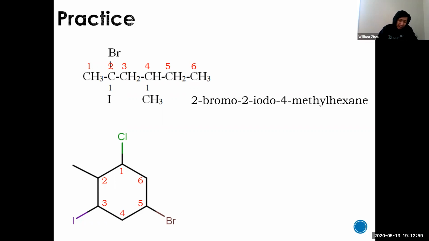Why not iodine? Well, if you choose iodine, you can still get 1, 2, 3, 5, the same set of numbers, but alphabetical order would put chlorine before iodine. So you first satisfy the smallest number, and then you satisfy alphabetical order. So this makes chlorine the only choice. There's always one choice. You just have to use your logic to reason that out.